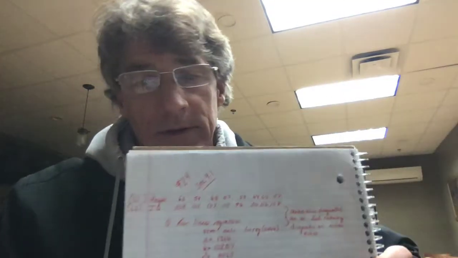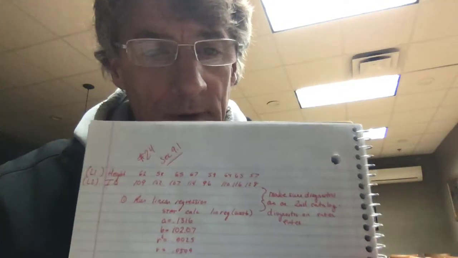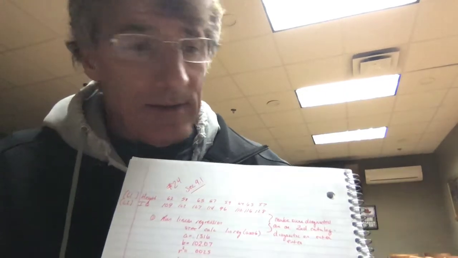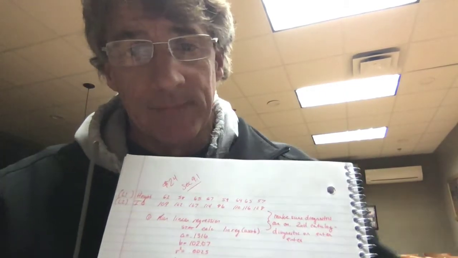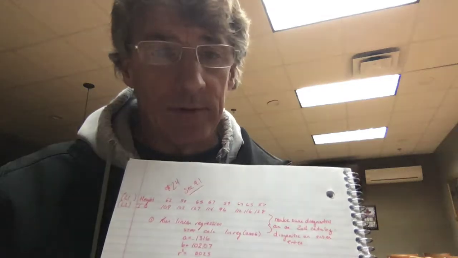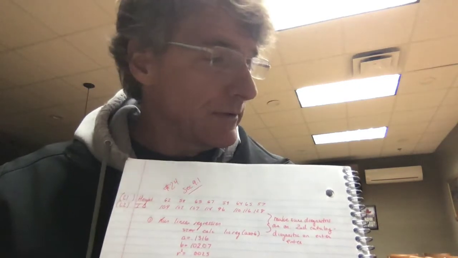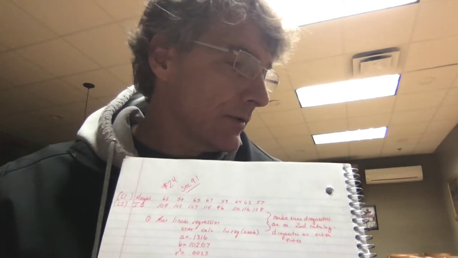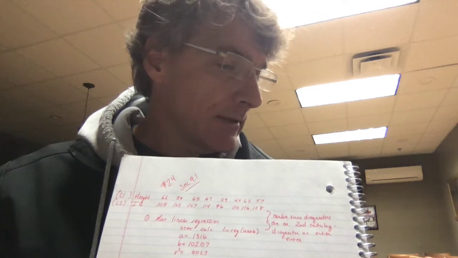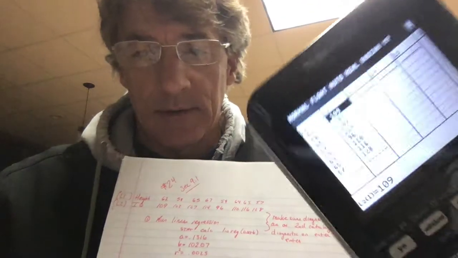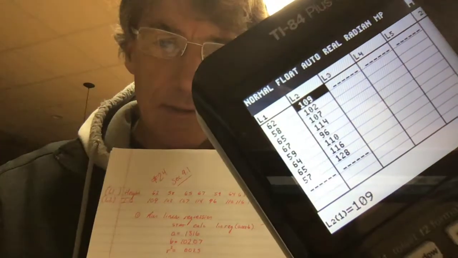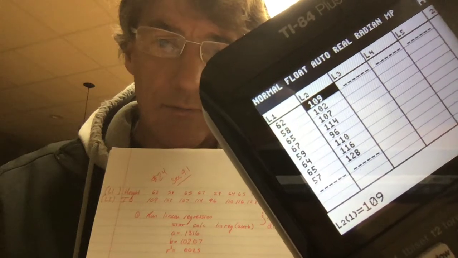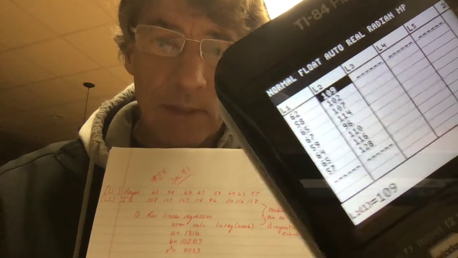So first of all, you're going to take the list of data, the heights, right here, and put that in L1 in your calculator, and then you'll put your IQ into L2. So my calculator will have all of the heights in L1, all of the IQs in L2.